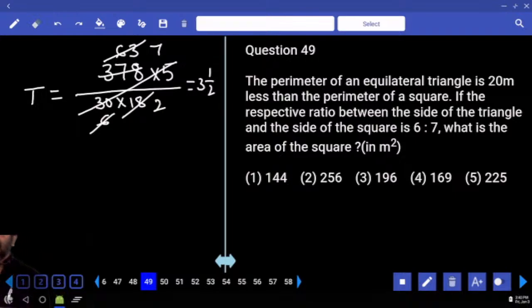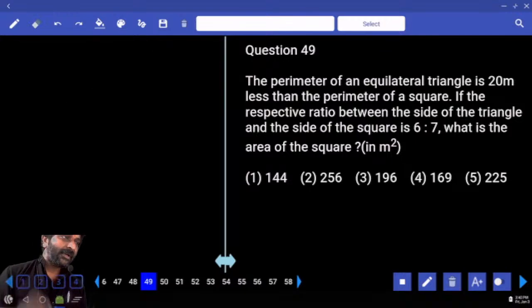The perimeter of an equilateral triangle is 20 meters less than the perimeter of the square. If the respective ratio between the side of the triangle and the side of the square is 6:7, what is the area of the square? Okay, square area. First of all, a basic thing: the area of a square should be a perfect square. Go to options. If there is only one perfect square, you are done. All are perfect squares only.